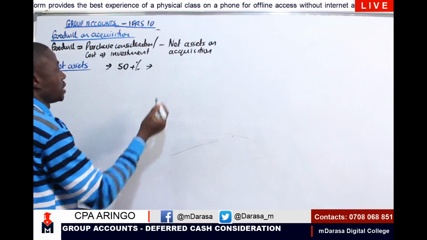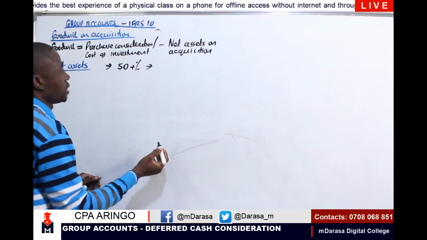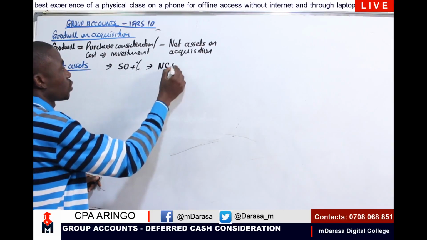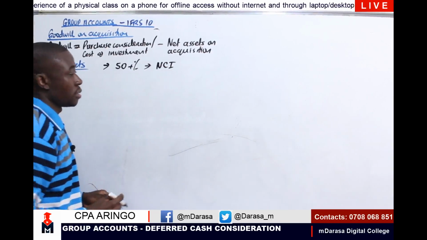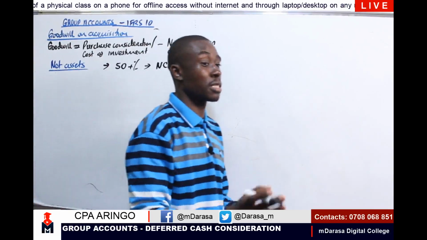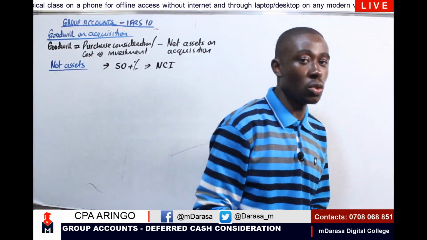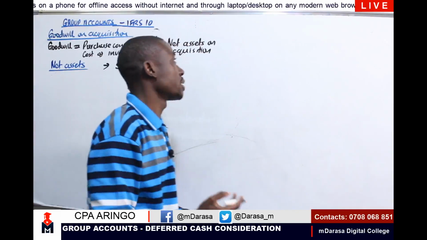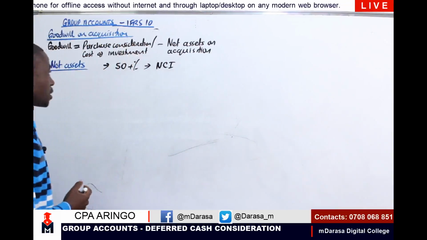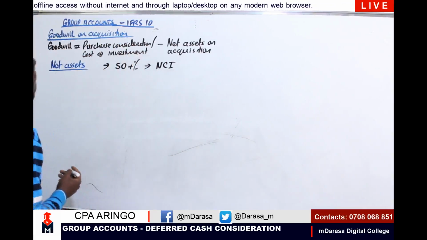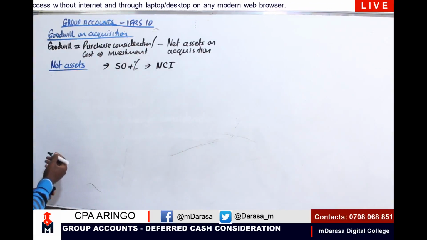The other percentage we refer to as the non-controlling interest. The portion or percentage of the subsidiary that the company is not controlling is what we term the non-controlling interest, okay? So to determine our net assets, we'll be talking of the following.